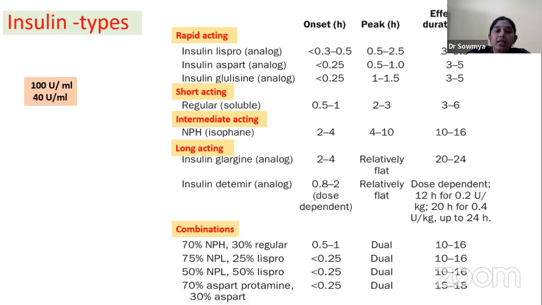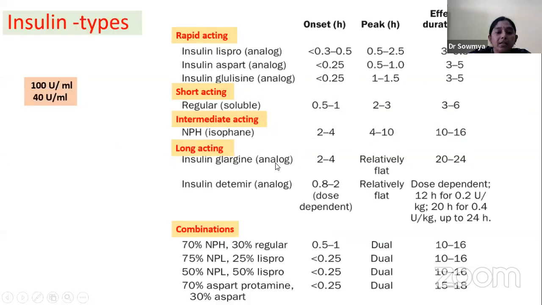So what is the short acting insulin? This is the regular soluble insulin. Here the onset of action will usually be 30 minutes to 1 hour. The peak action will usually be around 2 to 3 hours, and the effective duration around 3 to 6 hours. Coming to the intermediate acting, that is NPH. NPH means neutral protamine Hagedorn. Hagedorn is the person who discovered this insulin, and the pH is usually around 7, which is neutral. That's why it is called neutral protamine Hagedorn insulin. It is intermediate acting. The onset of action is around 2 to 4 hours, peak action is around 4 to 10 hours, and the duration is around 10 to 16 hours.